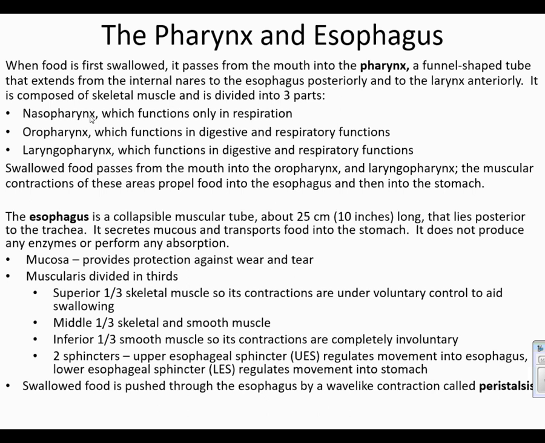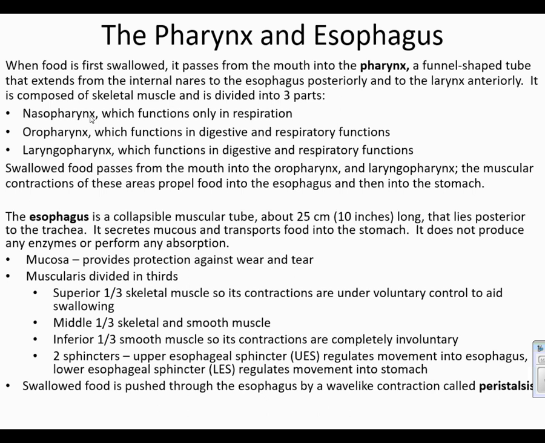Now, it contains those four layers: mucosa, submucosa, muscularis, and serosa. You can see I listed the mucosa, important in our esophagus because it provides protection against wear and tear. Muscularis is very important, and we actually divide it into thirds.